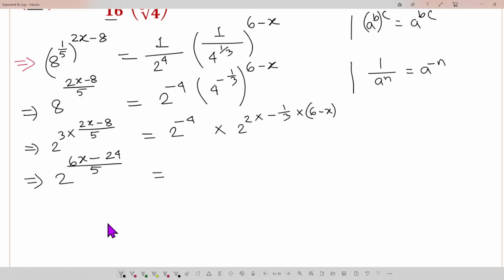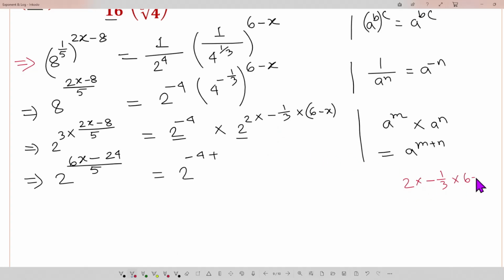Okay, and look, here is 2 and here is 2, the bases are the same. We know a to the power m times a to the power n, we can write a to the power m plus n. So same thing, here is 2, and then minus 4. Okay, then plus these things we can write 2 times minus 1 by 3 times (6 minus x). It means minus 12 divided by 3 and minus x.